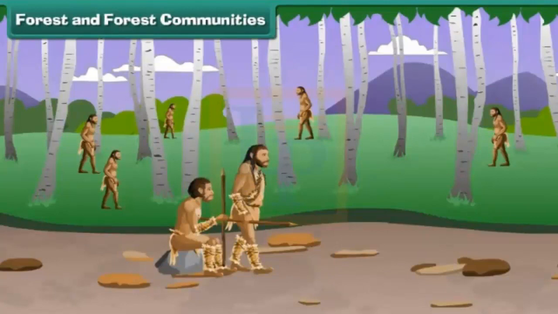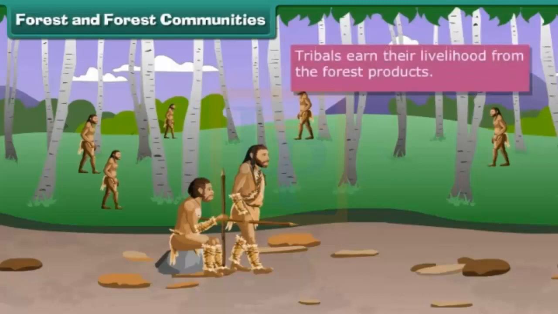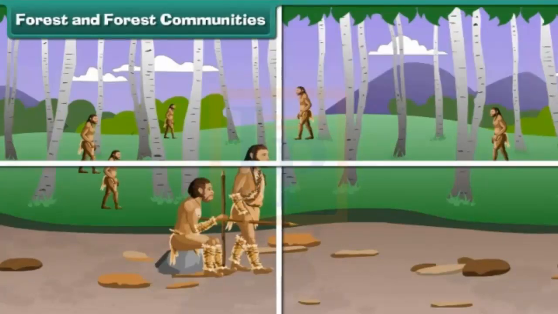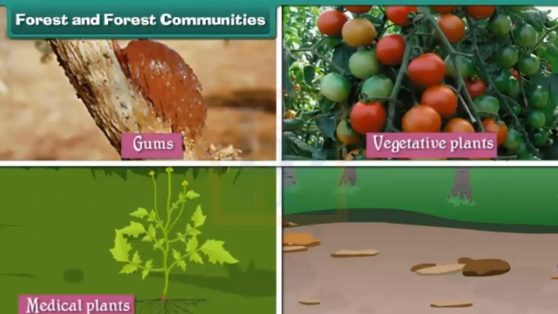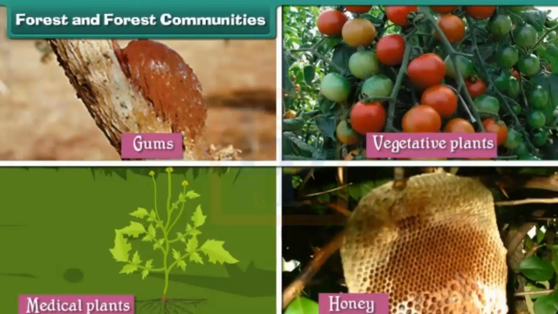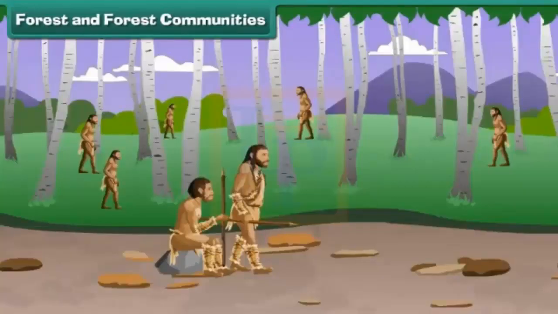Forest and forest communities. Have you seen these people? These are tribals. The tribal people collect tree leaves and fruits. The tribals earn their livelihood from the forest products like gums, vegetable plants, medicinal plants, and honey. They get food as well as medicines from the different types of plants found in the forest.